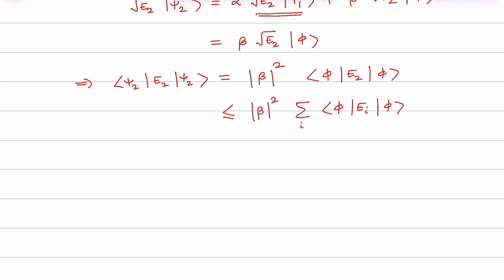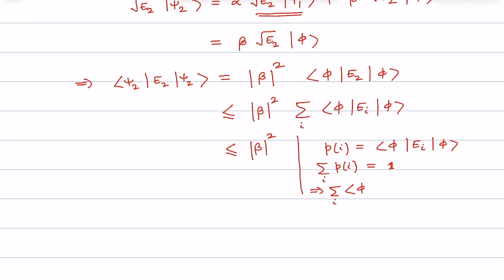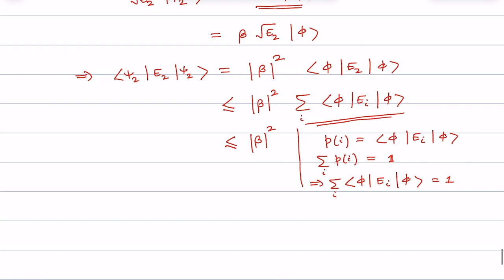Okay, now this has to be less than or equal to mod beta square. Why? Because you know the probability of the outcome I in the state psi, because of the measurement E_i, is this, and the sum of all probabilities has to be unity, one. So therefore you should have the sum over i of <phi|E_i|phi> equal to 1. So that's why it is less than mod beta square. But this has to be less than 1 because mod alpha square plus mod beta square is equal to 1. So mod beta square has to be less than 1.